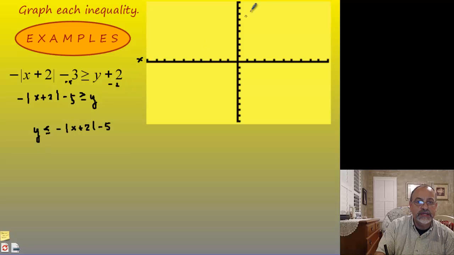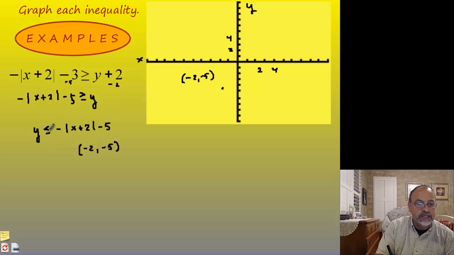So now that I have this, I can go ahead and graph, and again, I need to label my axes and put a scale. Make sure you're doing that on every graph. And then I'm going to have to graph this absolute value, so I'm going to find the vertex. So there's a horizontal shift to the left 2, and then down 5. So my vertex is at negative 2, negative 5. 1, 2, 3, 4, 5 right here. So this is about negative 2, negative 5 right here.